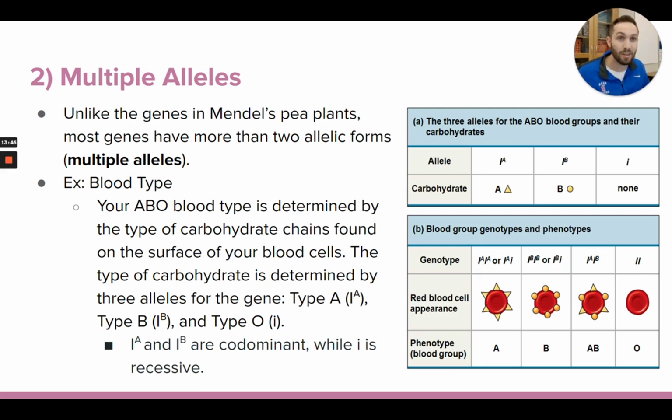Same thing with seed color. You either had green seeds or yellow seeds. Or for seed shape, they were either round seeds or wrinkled seeds. And so there was only 2 alleles that existed for each gene.